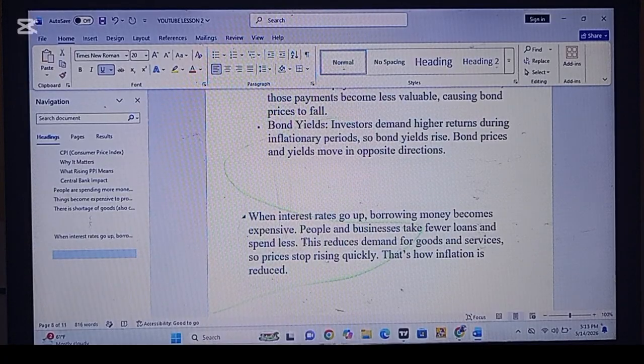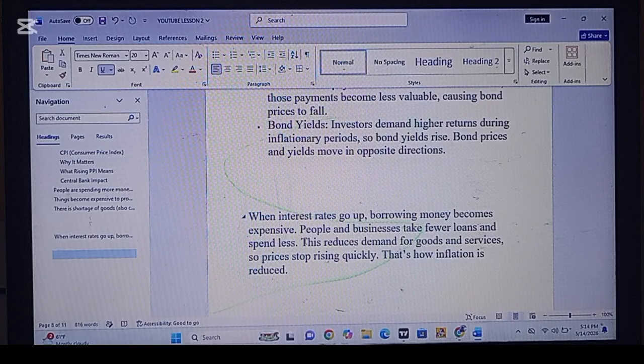So if you're a business person, I guess this topic for you, you'll understand it clearly. For me, I'm a teacher by profession, but we have to understand this. So you can see what happens when the interest rates are up. People and businesses take fewer loans and they spend less. This reduces the demand for goods and services. So prices stop rising quickly.